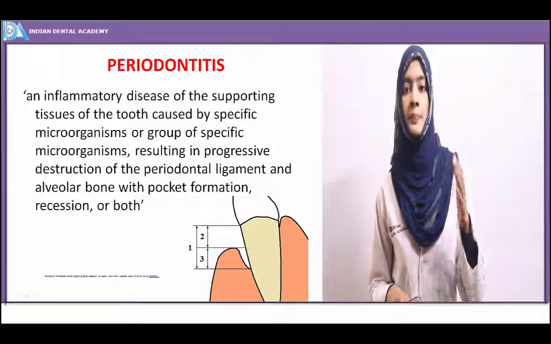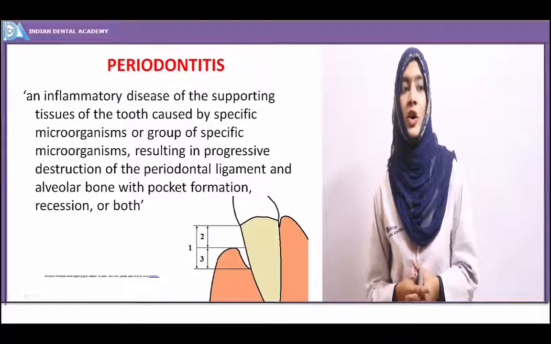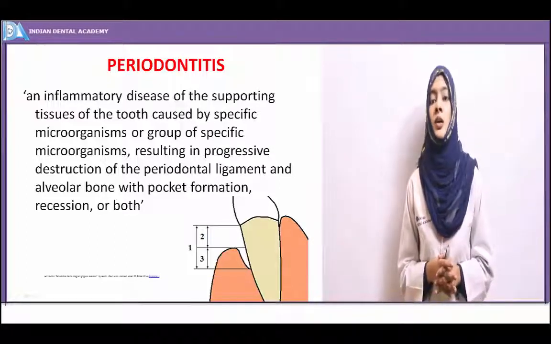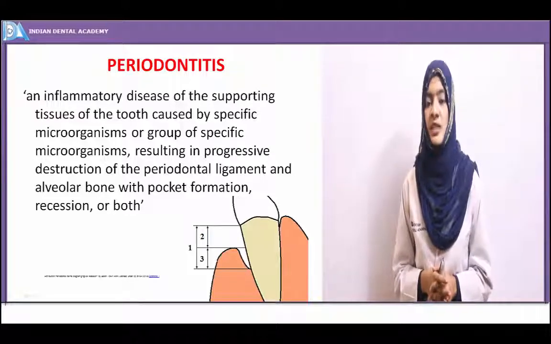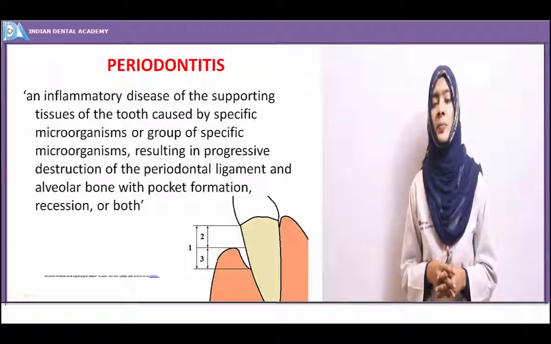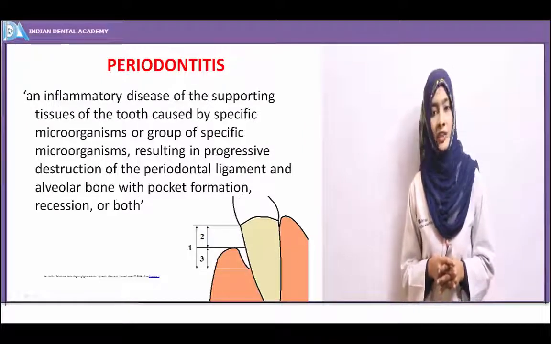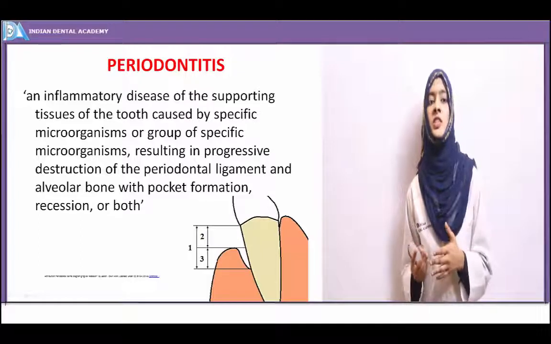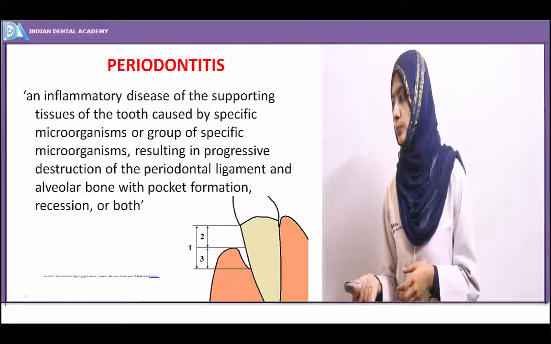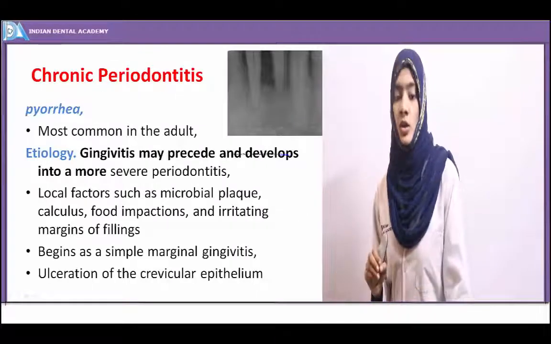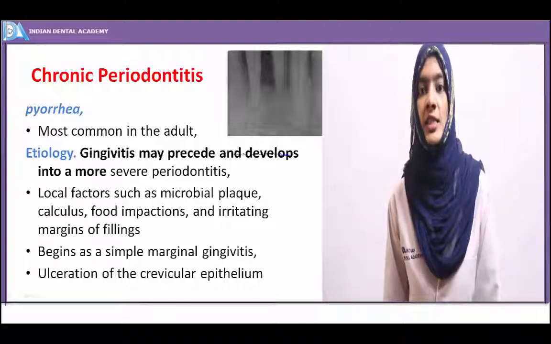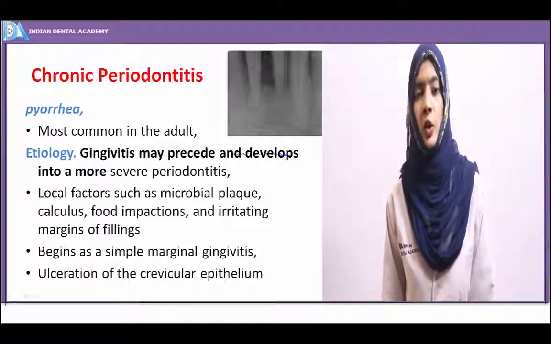So now we'll see periodontitis. Periodontitis is an inflammatory disease of the periodontium or the supporting tissue, caused by a group of organisms or specific organisms. Ultimately, it results in destruction of the periodontal ligament and alveolar bone due to pocket formation, or it causes destruction of both the periodontal ligament and the alveolar bone, or gingival recession also. So we'll see the chronic forms of periodontitis, the aggressive periodontitis, and their effects on the oral cavity.